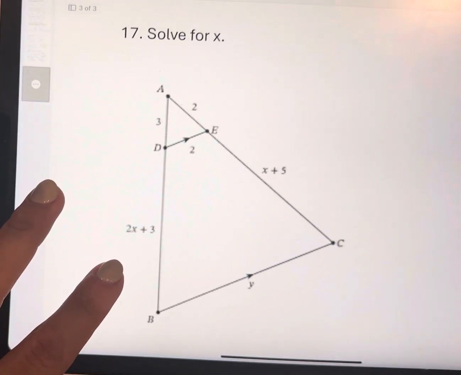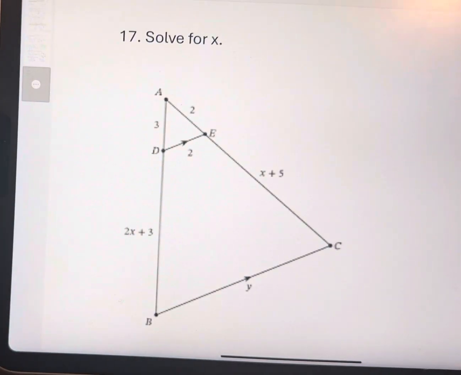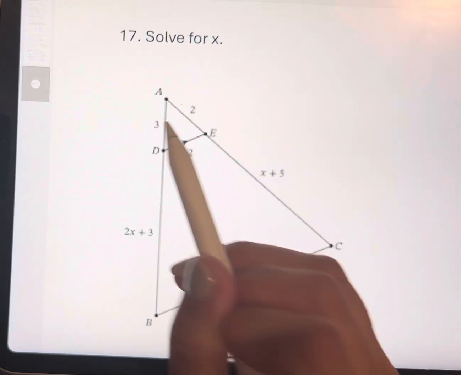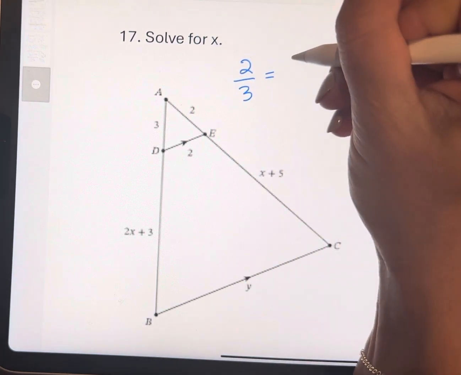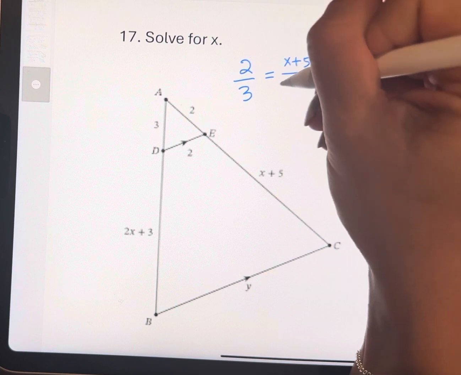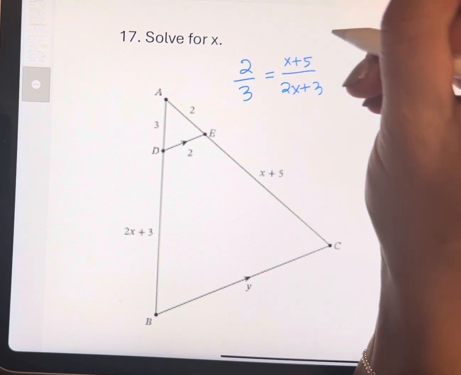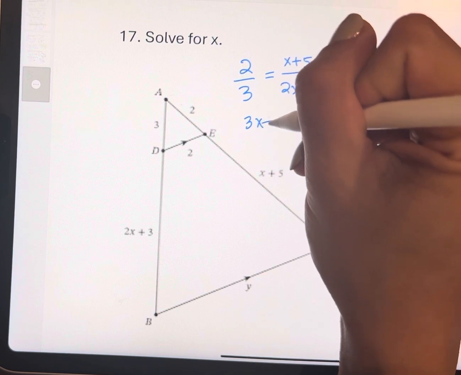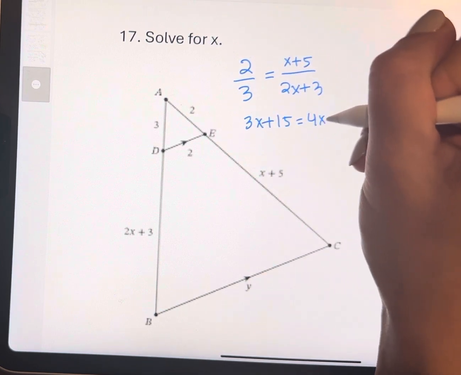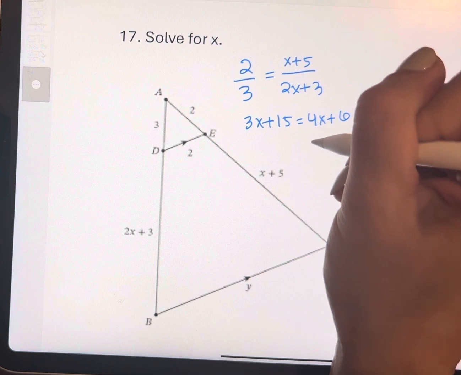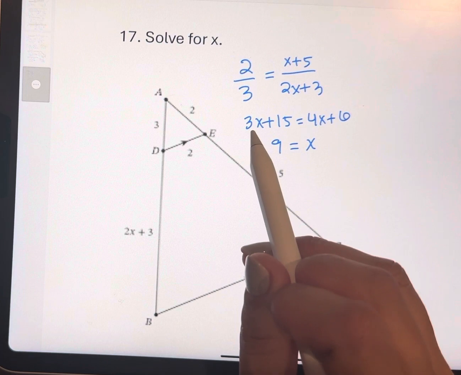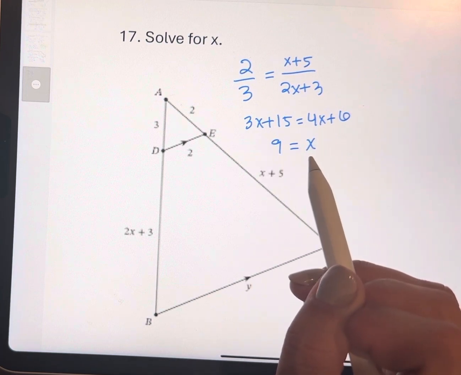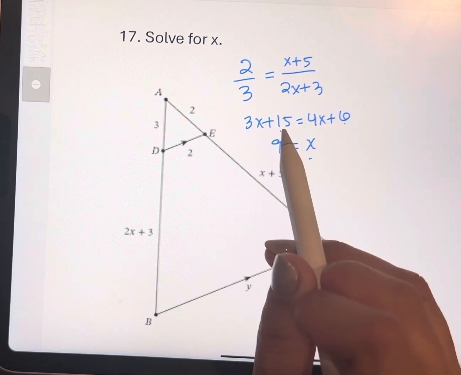And last but not least, solve for x. Okay, no problem. Again, we'll make a fraction 2 over 3. And that equals x plus 5 over 2x plus 3. We'll cross multiply. So 3x plus 15 equals 4x plus 6. And then that's x equals 9. Okay, wait, was that too fast? Sorry, guys. I subtracted the 3x from 4x and I got just x. I subtracted 6 from 15 and I got 9.